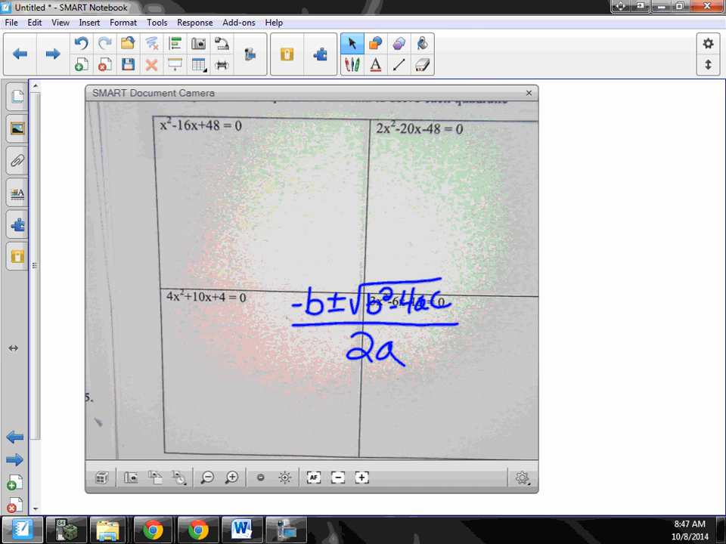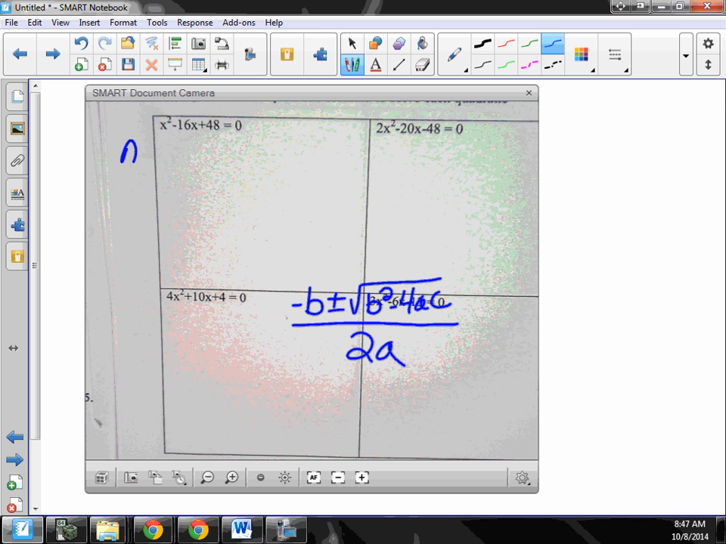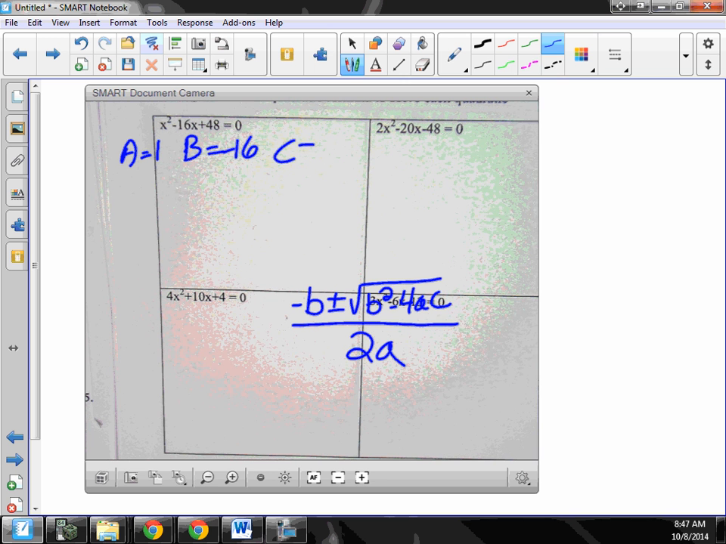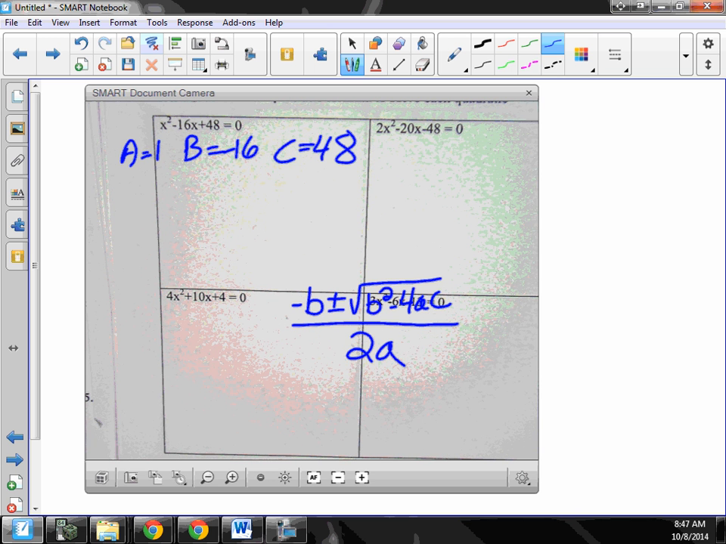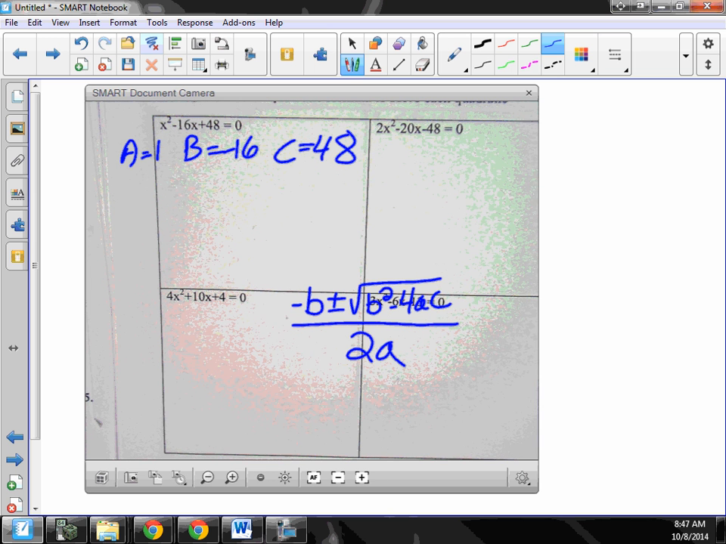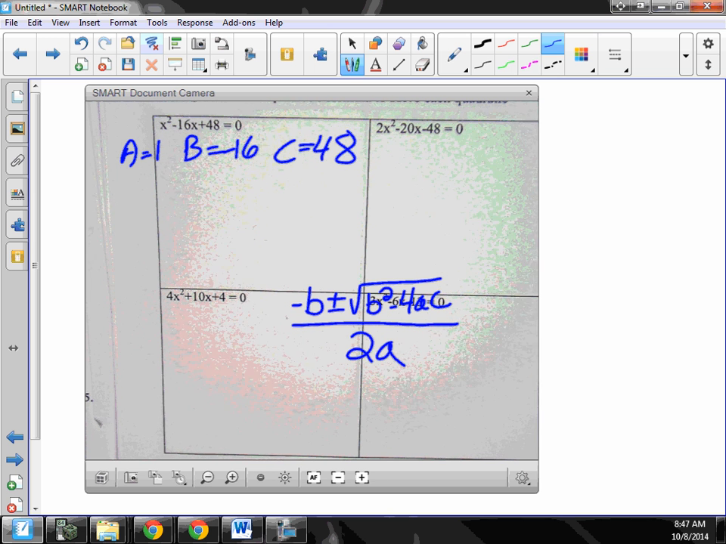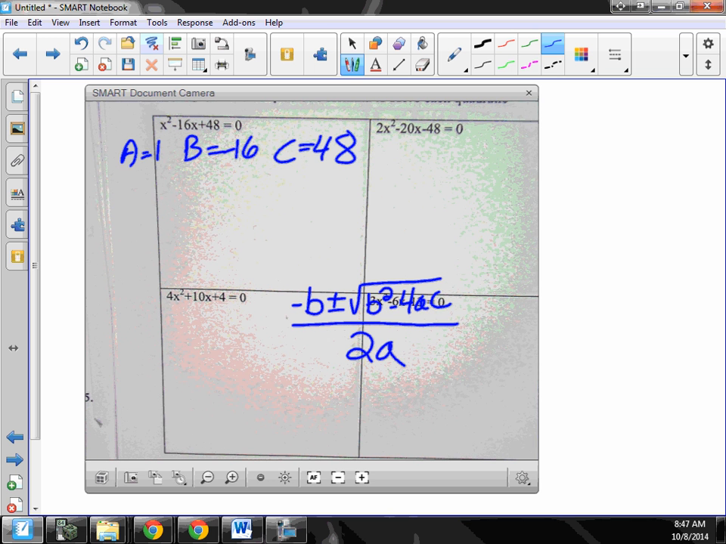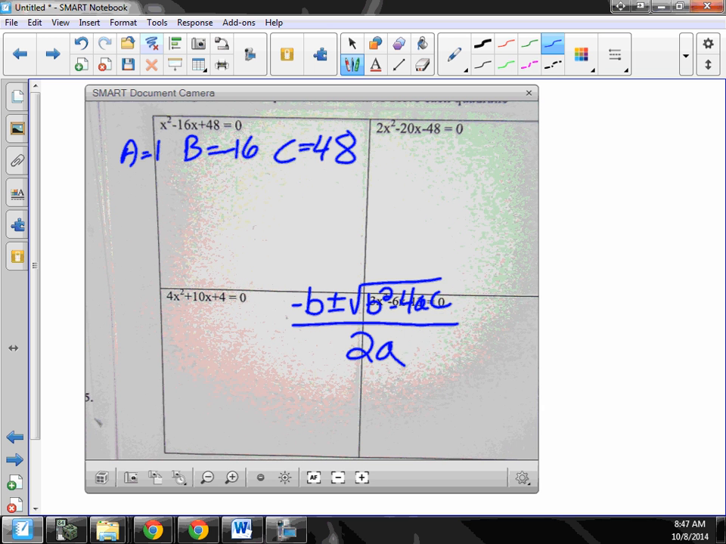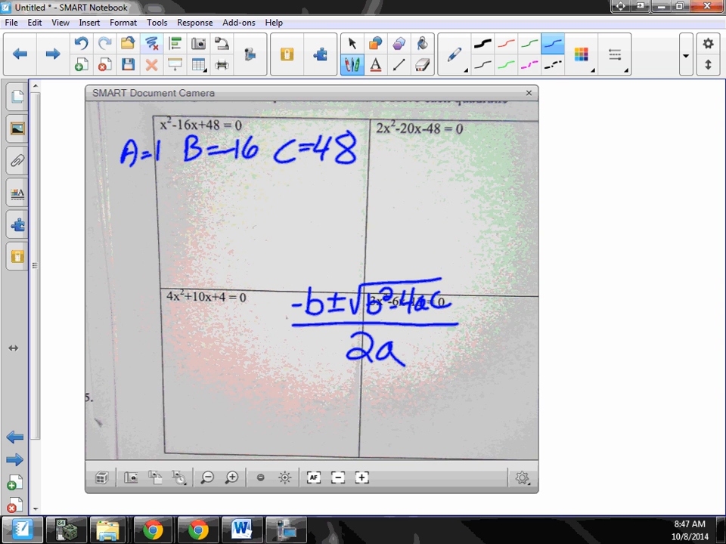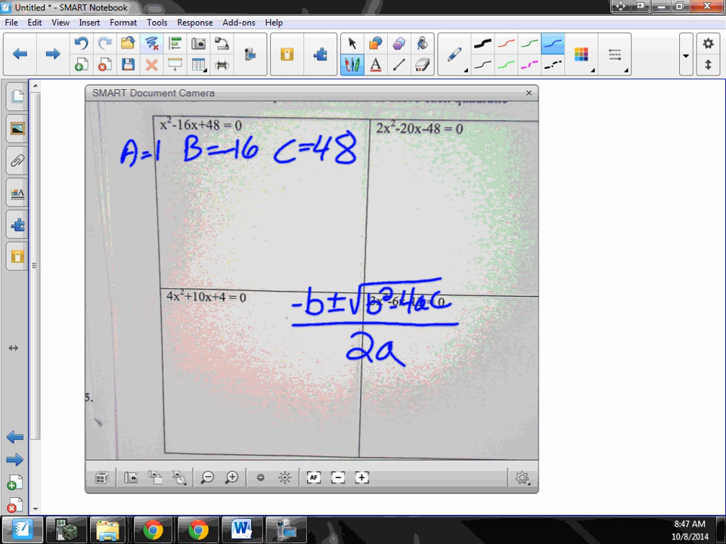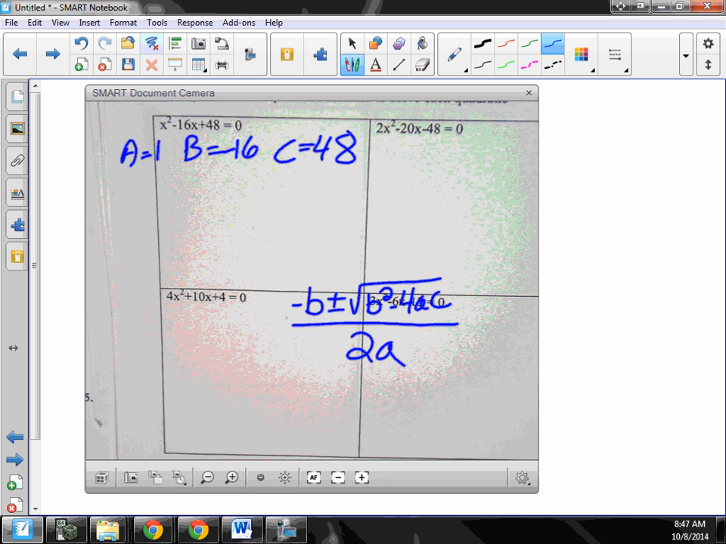So in this case, A equals 1, B equals negative 16, and C equals 48. One word of caution about completing the square. I would never, ever complete the square if there's a leading coefficient. If A is not 1, don't complete the square. Completing the square is actually faster and a little bit more reliable whenever A is 1. But if A is something other than 1, use the quadratic formula.